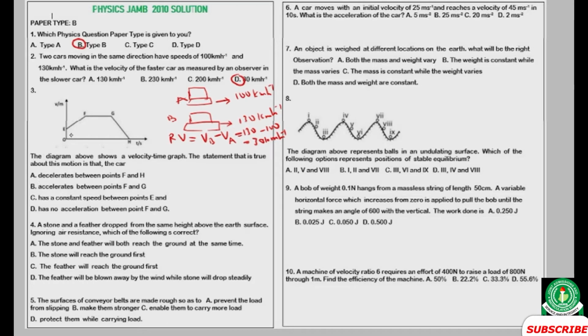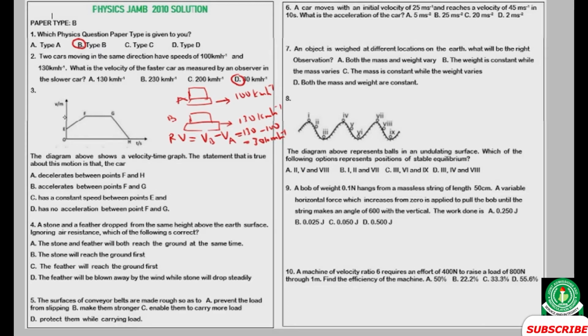Now, here is the diagram given to us, and we are told that the diagram shows a velocity time graph. As you can see, this is velocity and this is time. The statement that is true about this motion is that the car decelerates between point F and H, accelerates between point F and H, has a constant speed between point E, and has no acceleration between point F and G.